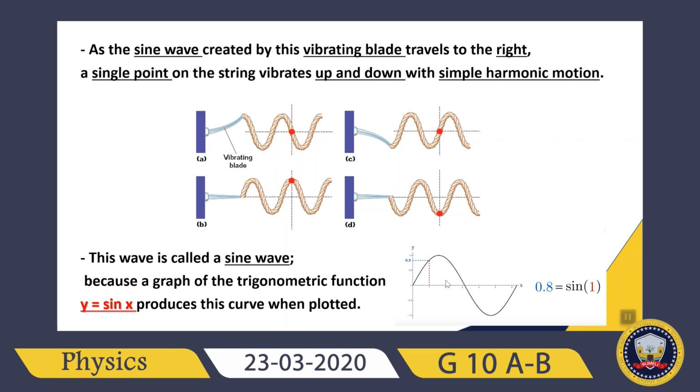For example, here at x equals 1, if you want to calculate y, you simply calculate sine 1 with the calculator. It will give you 0.8. So this is the y point, and you can easily plot a graph like this to get the sine wave. So again, the sine wave is called by this name because the graph of the trigonometric function y equals sine x produces this curve when plotted. So this curve or this shape is the form of the sine wave.